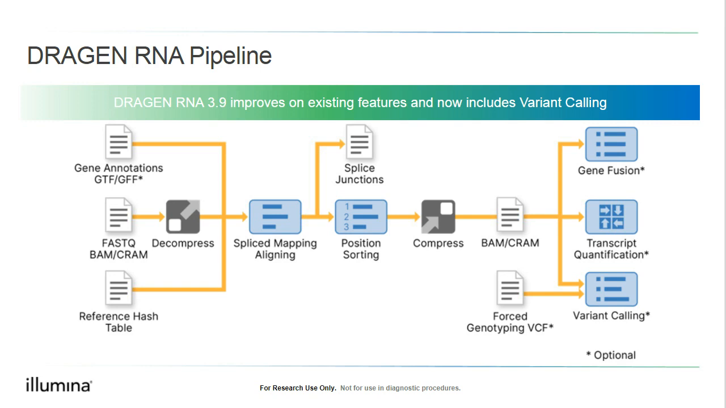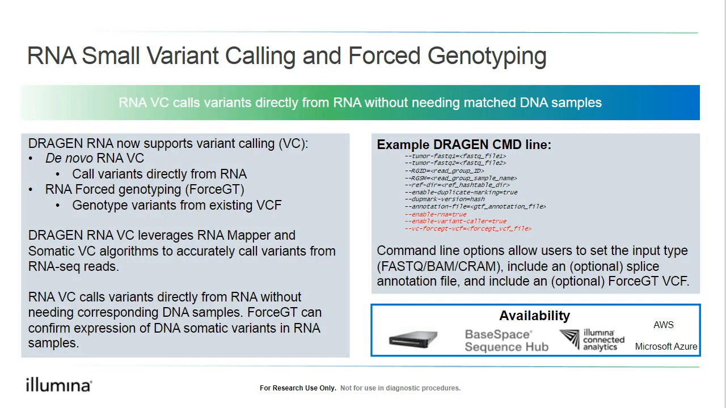Once you have that file, you have three options which you can enable. The gene fusion detection and the quantification already existed in previous releases. And in this new release, we are bringing in the option of RNA variant calling. So the DRAGEN RNA variant calling can call directly from the RNA without needing any matched DNA samples. We support de novo RNA variant calling, so it calls variants directly, but there is also an option to do forced genotyping. So you can genotype variants from an existing variant calling file.